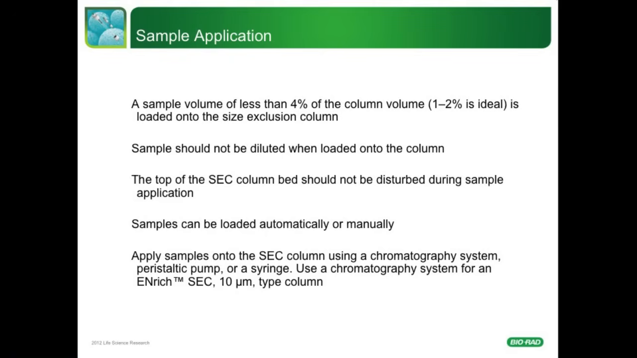Sample application. How do you apply the sample to the SEC column? A sample volume of less than 4% of the column volume, 1 to 2% being ideal, is loaded onto the size exclusion column. The sample should not be diluted when loaded onto the column. The top of the SEC column bed should not be disturbed during sample application. Samples can be loaded automatically or manually. Apply samples onto the SEC column using a chromatography system, peristaltic pump, or syringe. Use your chromatography system for an Enrich SEC 10 micron column.